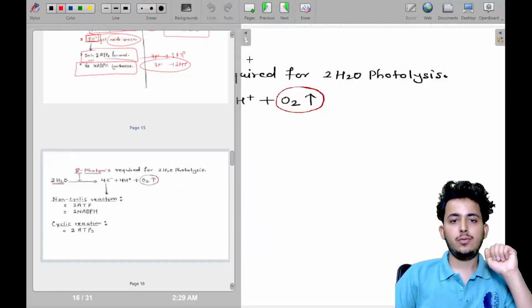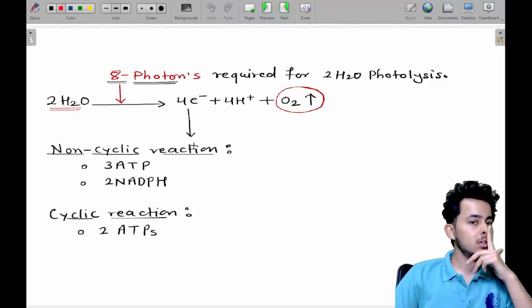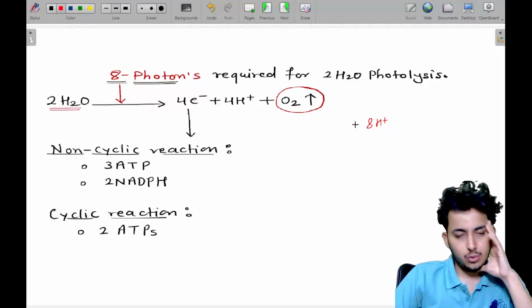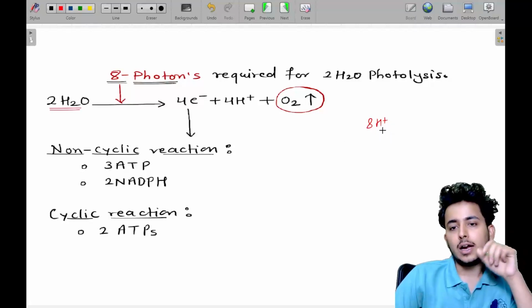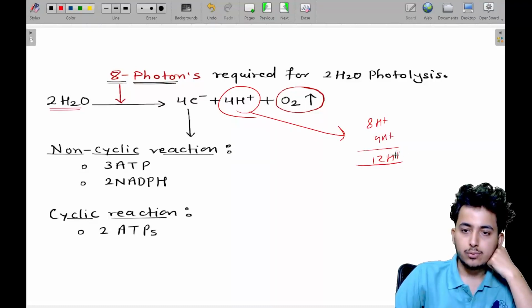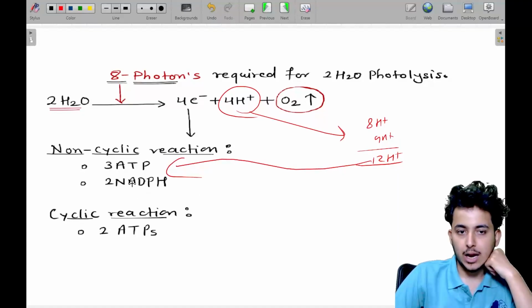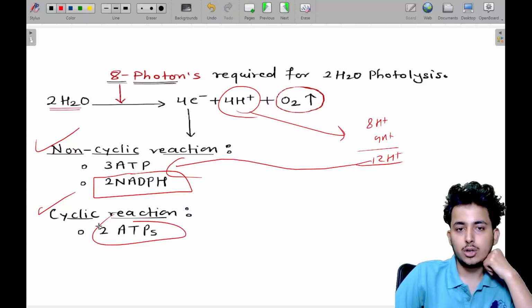Then if we extend this further, in non-cyclic you have the 8 protons from the flow through the cytochrome B6F, the proton pump, and then you also have the 4 protons from photolysis. So in total you get 12 protons. Out of those 12 protons, you can form 3 ATP, and 2 NADPH are formed in non-cyclic. In cyclic you get 2 ATPs.